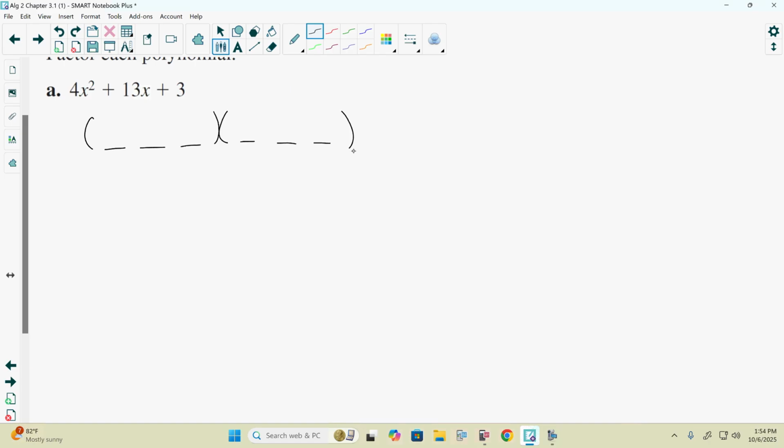2 sets of parentheses with 3 spaces. Now, we move on to step 3, find the signs. The third term is positive, so the signs are the same and match the sign of the middle term. The middle term is positive, so we'll have plus and plus.